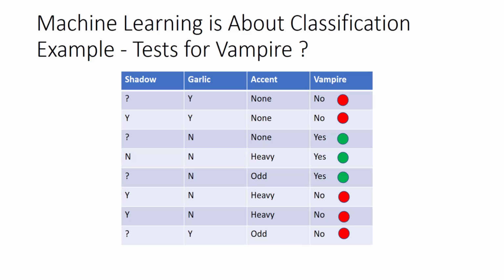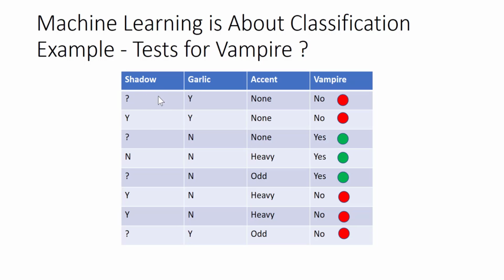Okay, so we want to talk about machine learning, and in this case we're going to talk about it as a classification problem. So for example, here we want to find out if we've detected a vampire or not. And our tests are that a vampire may or may not throw a shadow. Vampires are not supposed to like garlic. They hate garlic. Now, vampires could have an accent. They might have a heavy accent or an odd accent. And here are our results for these various tests.